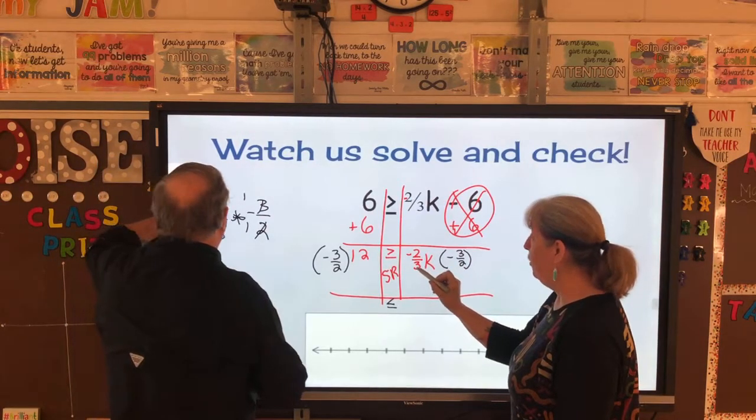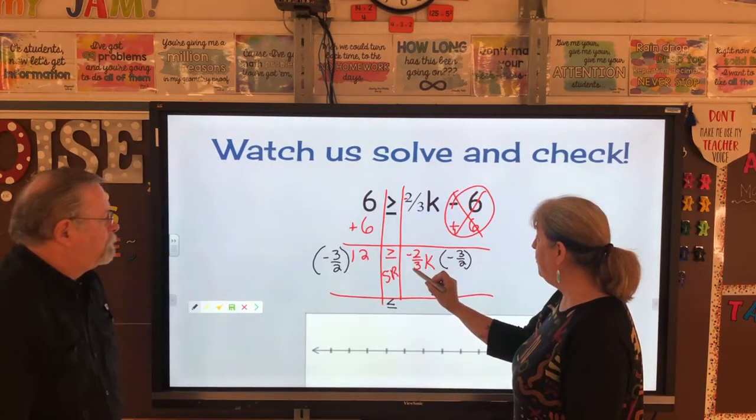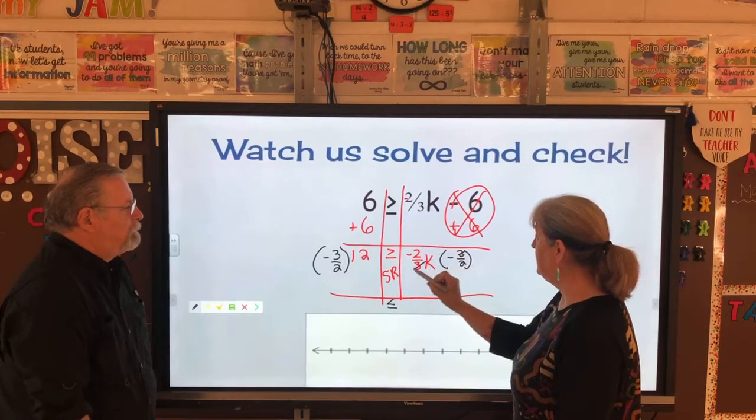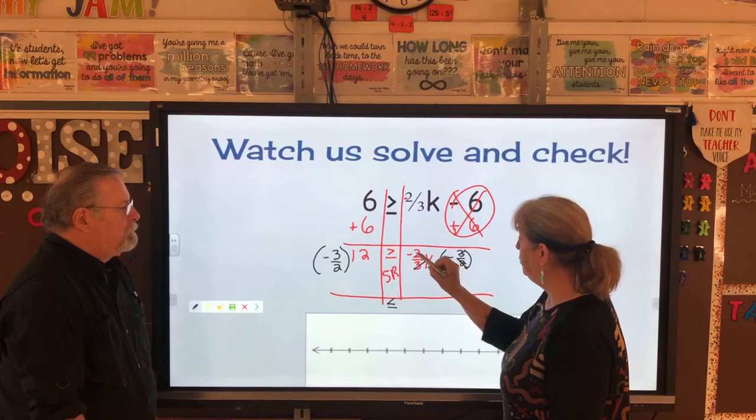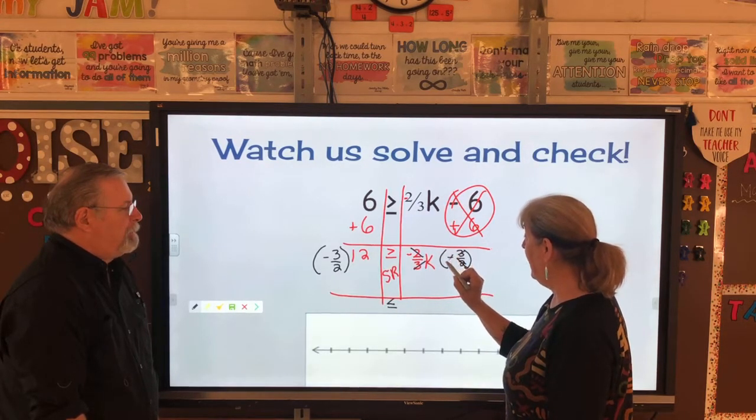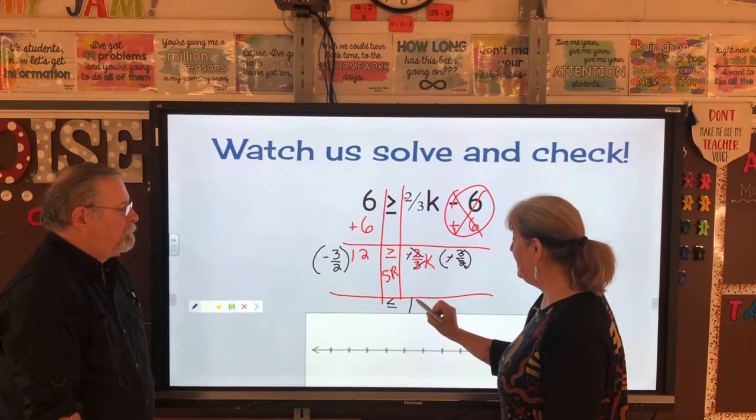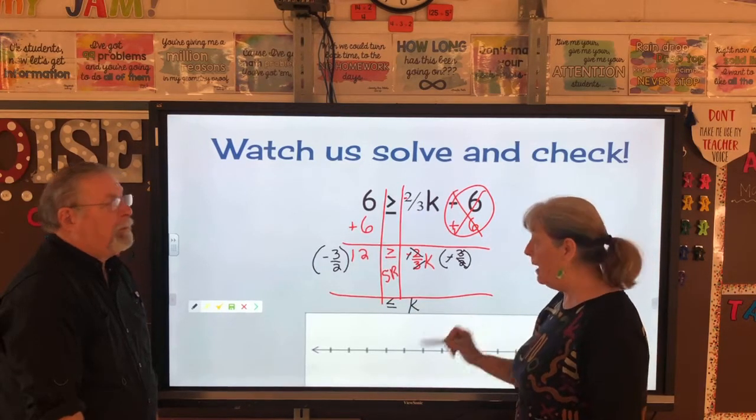So I can get rid of this. Okay, just wanted to show that. So the 3 in the denominator and numerator cancel, the 2 in the denominator and the 2 in the numerator cancel, and then the negatives cancel out. So we have just k right here, which is what we wanted.